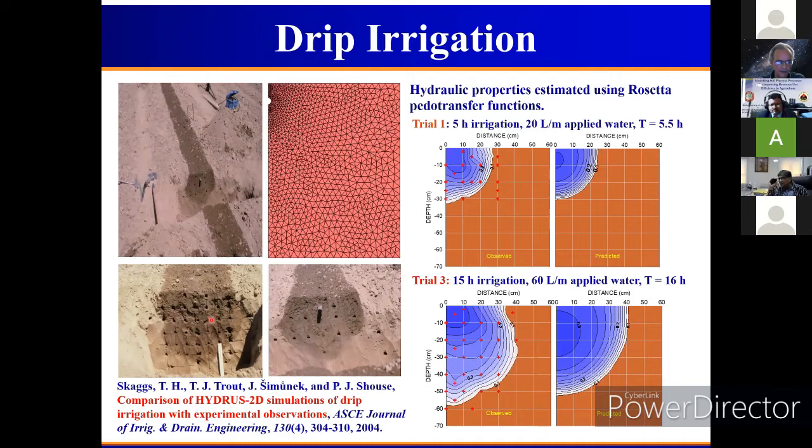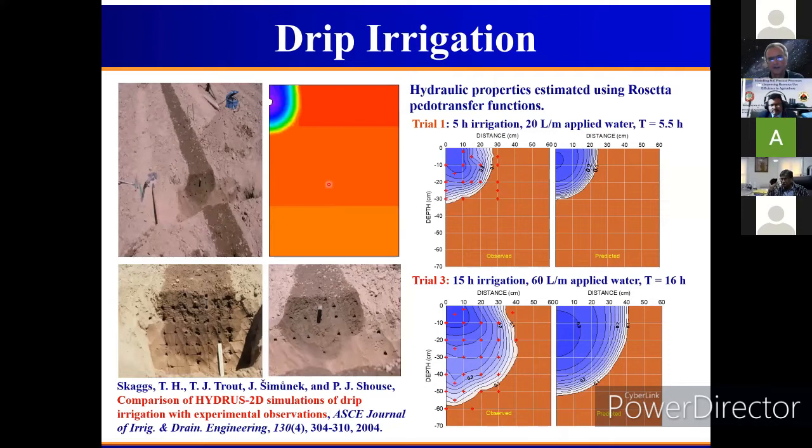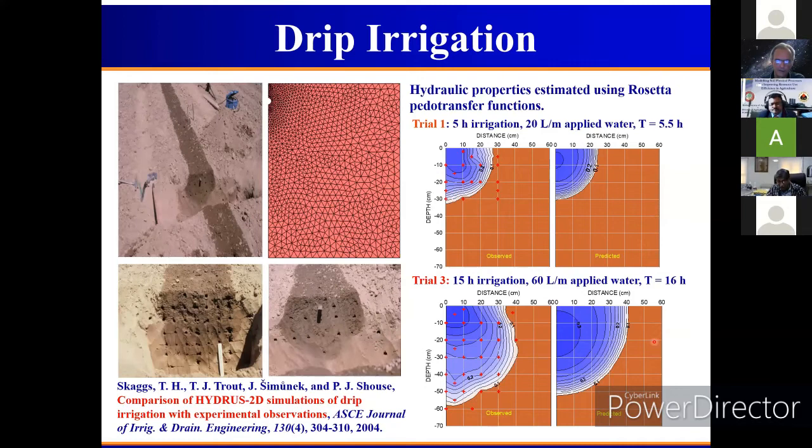And you can also see the numerical representation of the system in Hydrus, and you can also see an animation of that infiltration process. And on the right, you can see the comparison of the experimental data from these locations and the results of the numerical model. And you can see the very good agreement between these simulations and data.